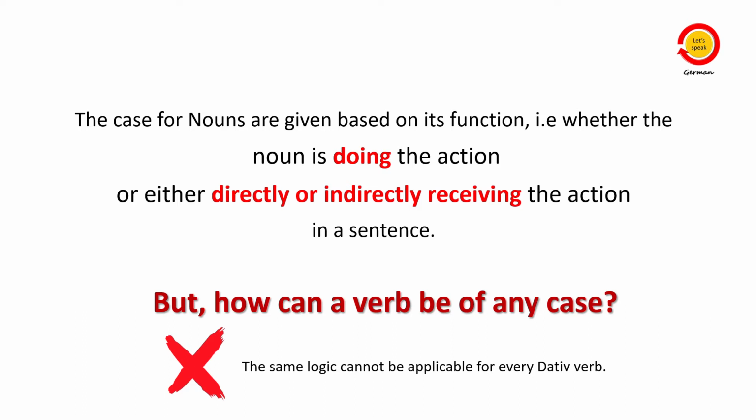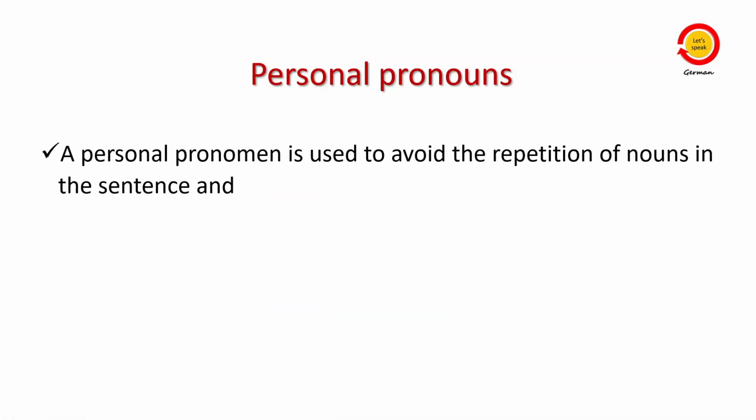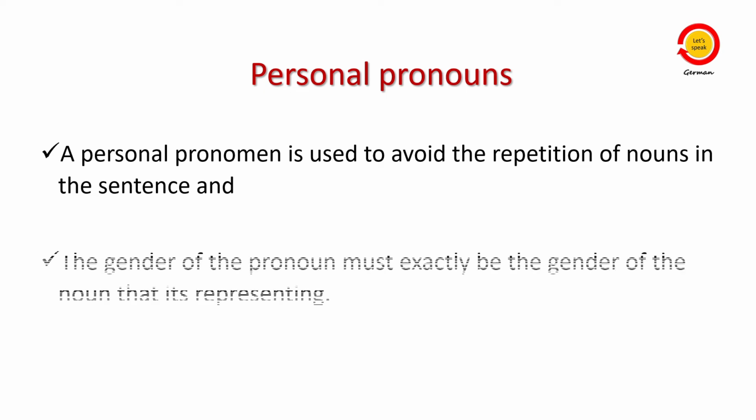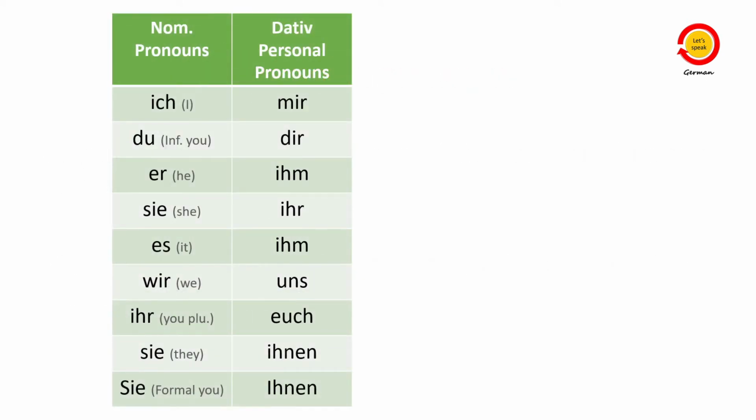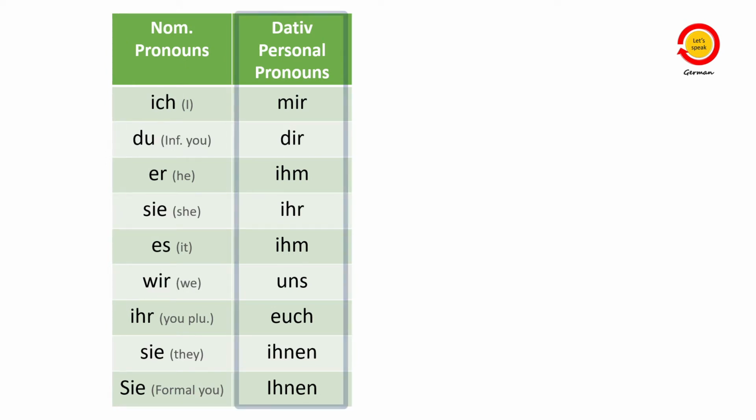But before we get into the dative verbs, we shall first learn about the personal pronouns in dative case. A personal pronoun is used to avoid the repetition of nouns in the sentence, and the gender of the pronoun must exactly be the gender of the noun that it's representing. This table indicates the nominative pronouns on the left, and the ones on the right are their corresponding dative personal pronouns. Please repeat after me.